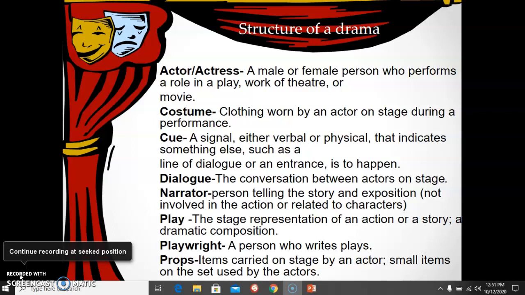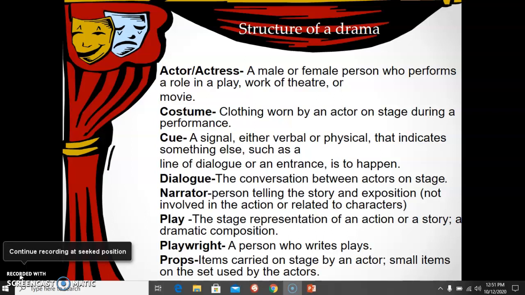So you can consider a drama or a play like a movie. It's something that you can watch while the actors are on stage. Next, we have the costume. This is the clothing worn by the actor or actress on stage during a performance.